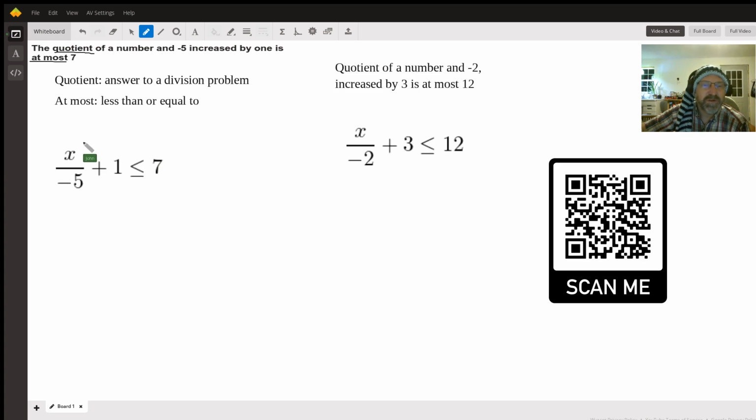Well, rather than solving your original problem, what I've done is I've set up a similar problem over here, right? And that way you can solve the problem for yourself so you feel the sense of accomplishment in doing that. And that is the quotient of a number and -2. Let's see, a number. We know it's a division because it says it's a quotient, and it's -2. Increased by 3, so plus 3, is at most 12. So we know that the number is less than or equal to 12.